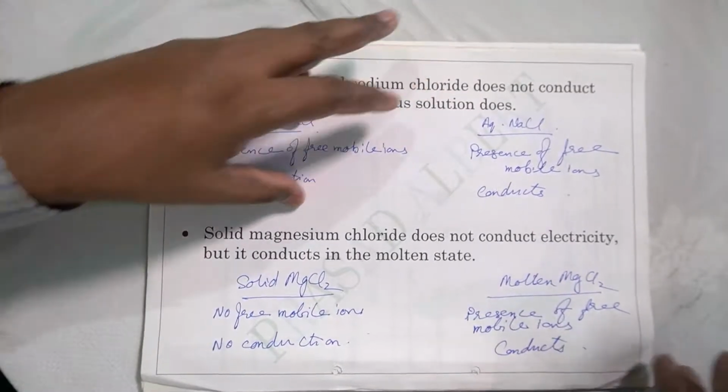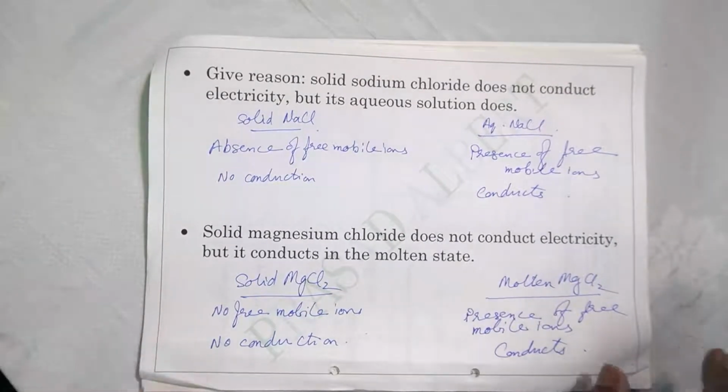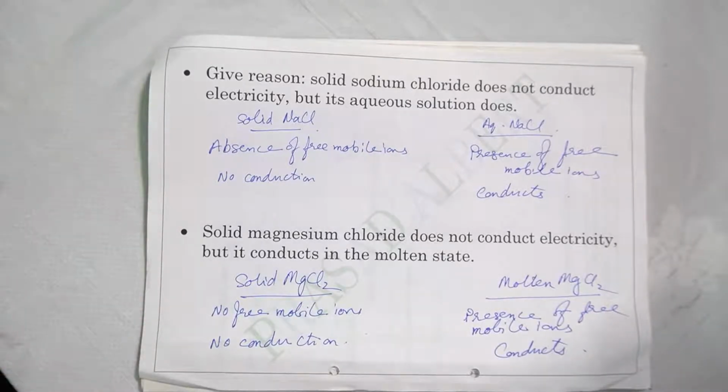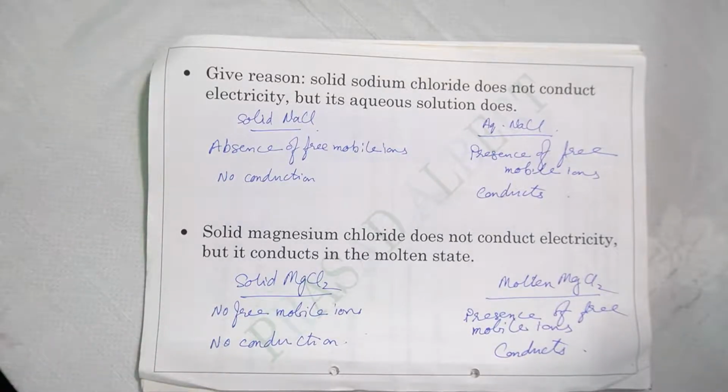So, you understood, if a substance conducts, it is due to presence of free mobile ions. If it does not conduct, it is due to absence of free mobile ions. High concentration of mobile ions, large amount of electricity conducted. Low concentration of mobile ions, small amount of electricity conducted. And no mobile ions, no electricity conducted.